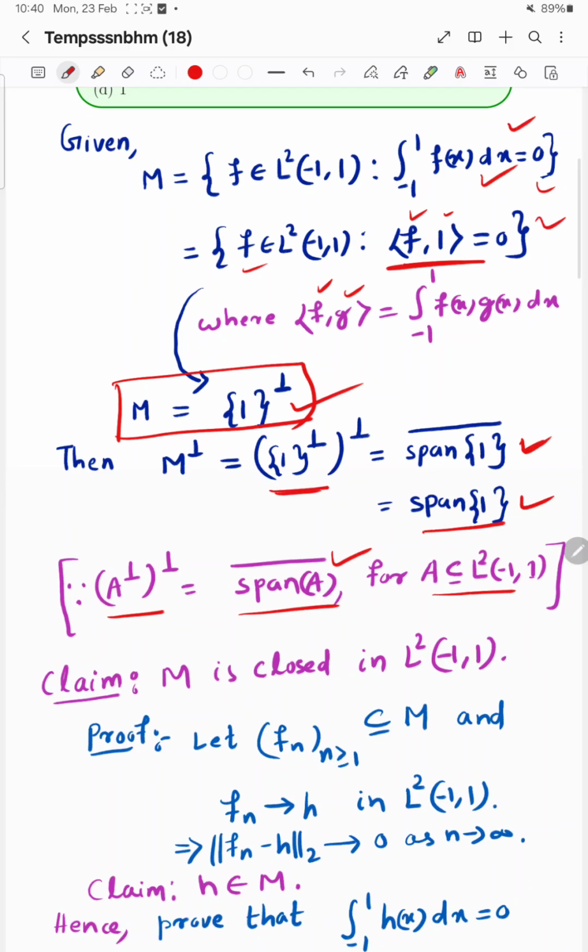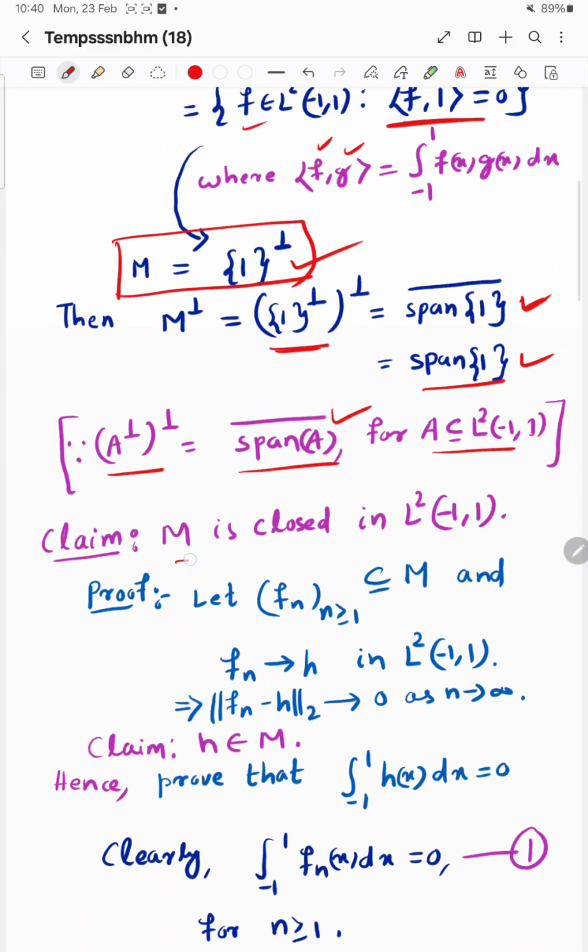But now we have M and M perp, so next we claim that L2 is equal to M direct sum M perp. But this representation is valid only when M is a closed set. First of all, we have to ensure that M is a closed set. So in our next target, we have to show that this set M is closed.